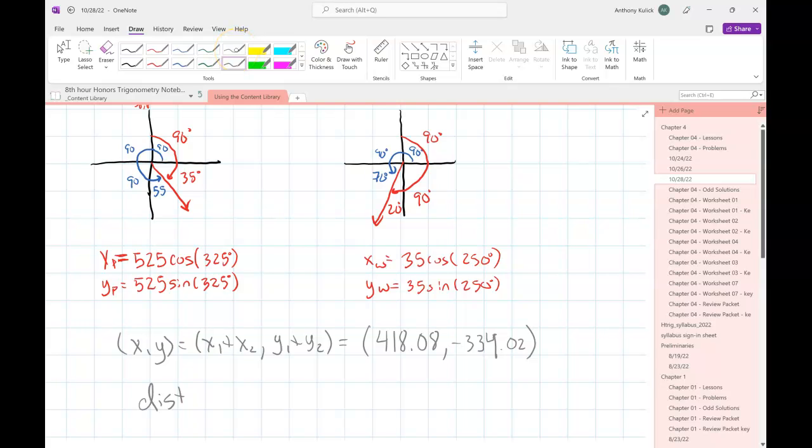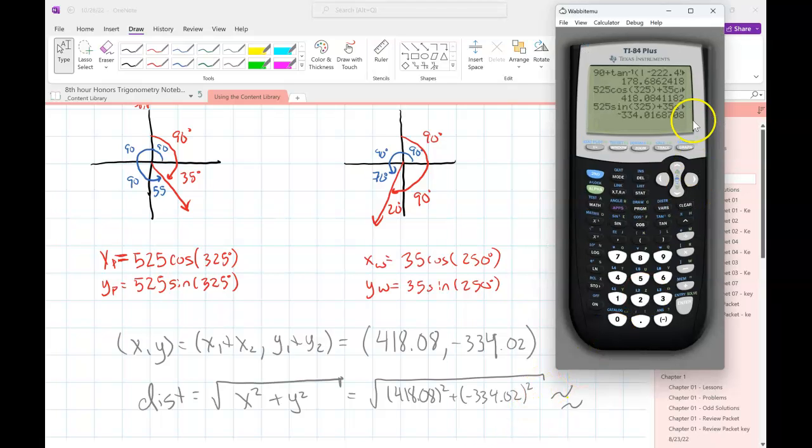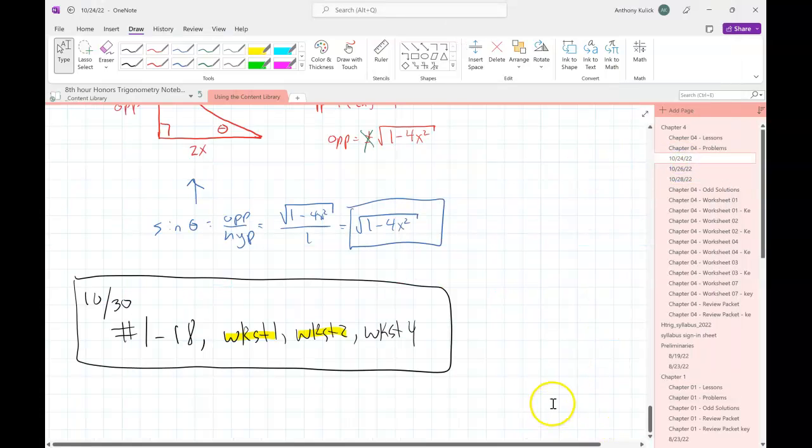So how do I calculate the distance then? Same way we did before. Square root. Oh, Boise. What just happened?